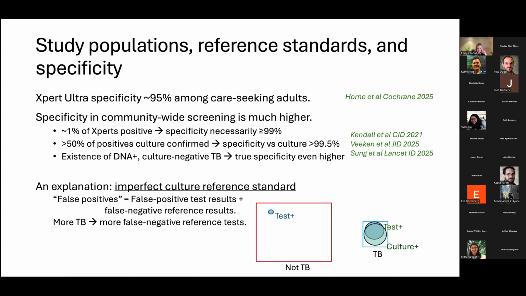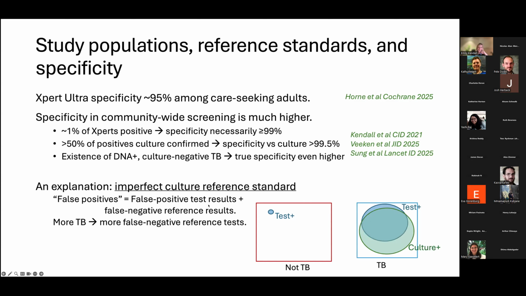And so here the false positives are the blue: either the people over here with TB who are test positive and not culture positive, and all the people who are test positive over here in the not TB box. And the relative sizes of the TB versus the not TB box determine how much those test positive, culture negative people with TB are contributing to your overall estimate of specificity.